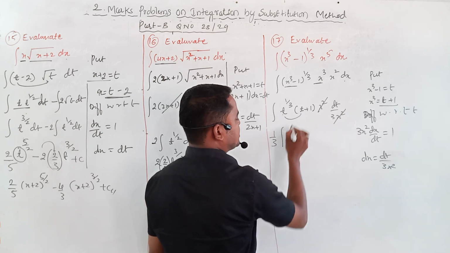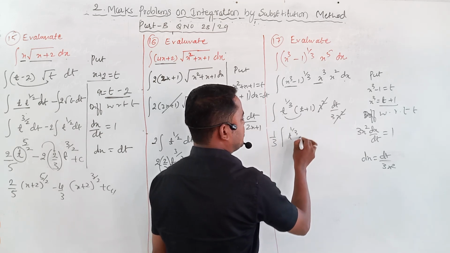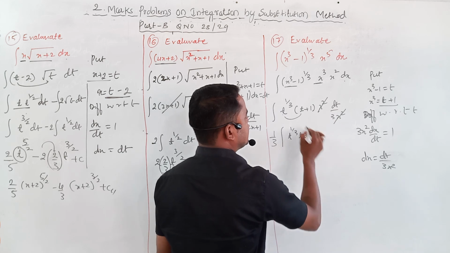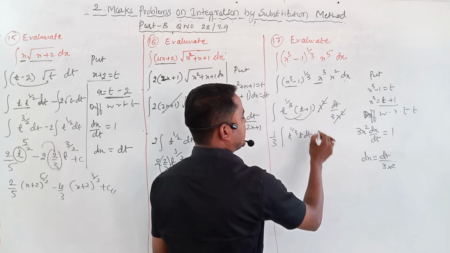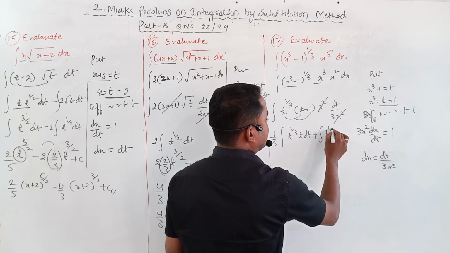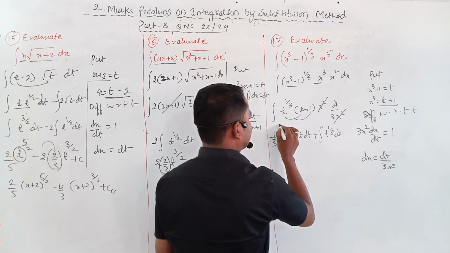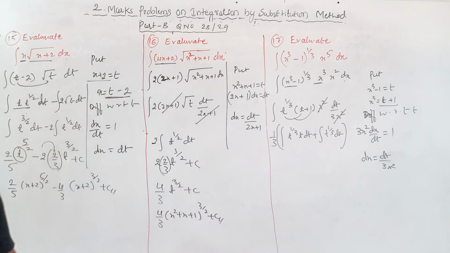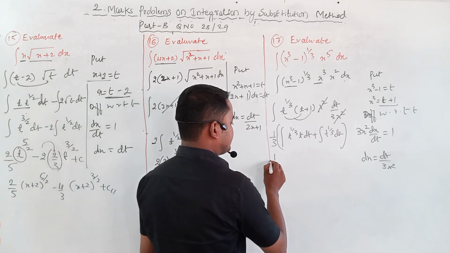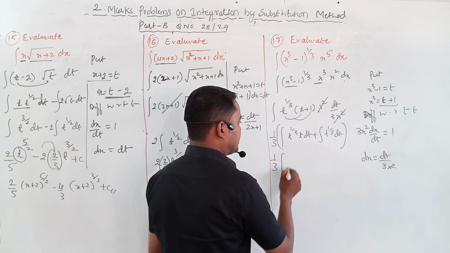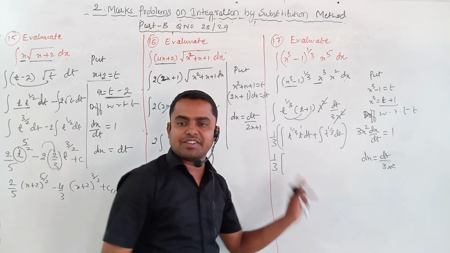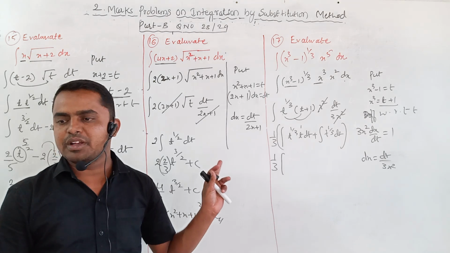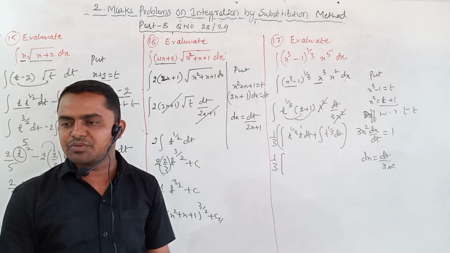This one: t raised to 1/3 into t dt plus t raised to 1/3 into 1 is what? t raised to 1/3 dt. Yes, 1/3 is common. Now integration of t raised to, here, 1. Three 1s are 3, base is the same, add the power: 1 plus 1 is what? 4.